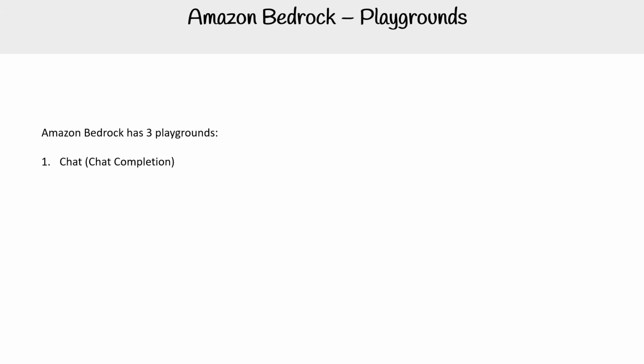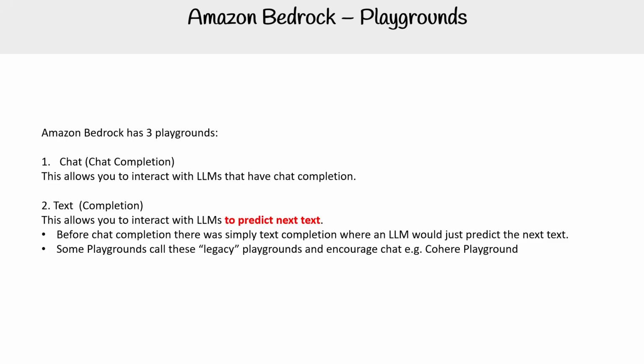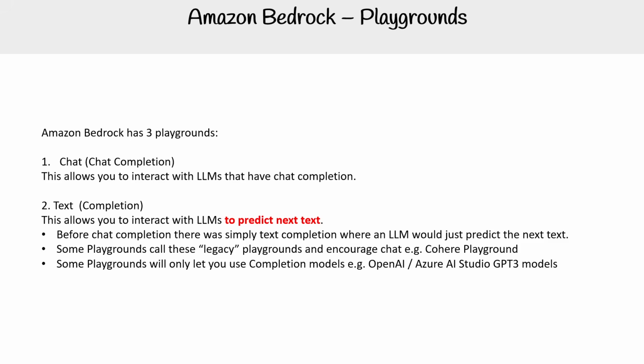So the first is chat or chat completion. This allows you to interact with LLMs that have chat completion. That's pretty straightforward. Then you have text completion. This allows you to interact with LLMs to predict the next text. Before chat completion existed, all there was text completion. When GPT-3 first came out, there was no chat per se. But this is where you would predict just, again, the next word. Some playgrounds call these legacy playgrounds and encourage you to use chat instead. Like if you use Cohere's playground, they mark the text as legacy, whereas other ones just treat it as another way that you can work with it.